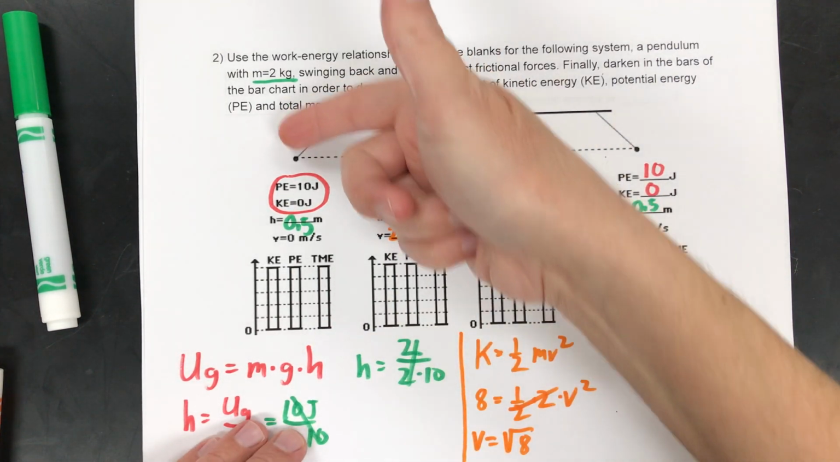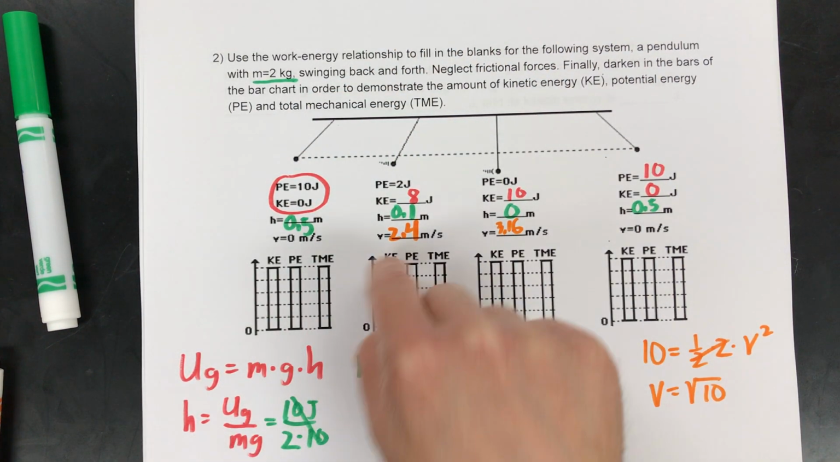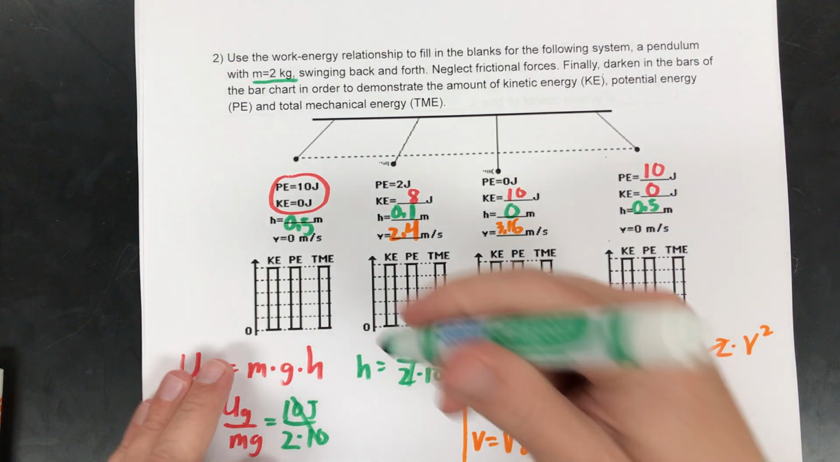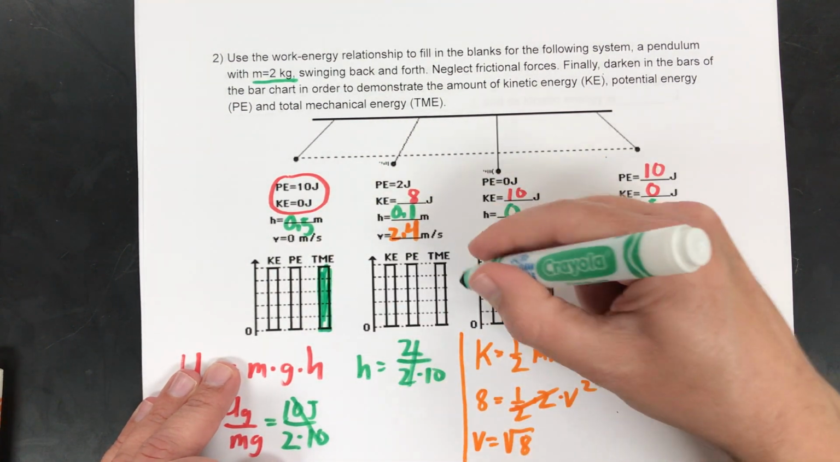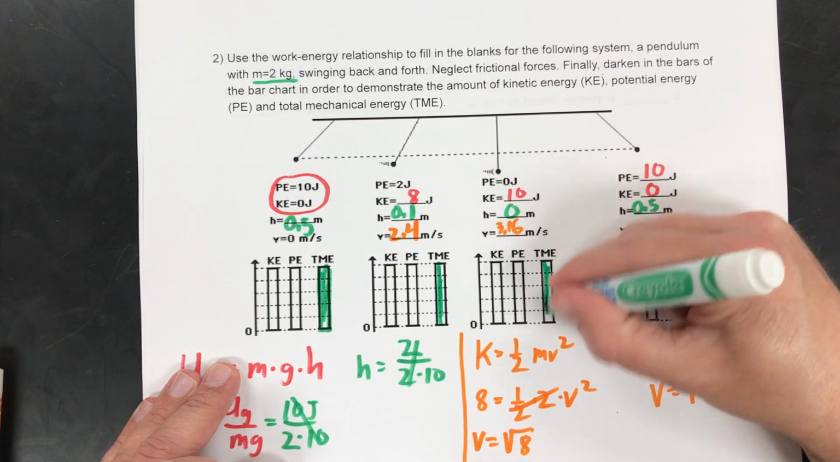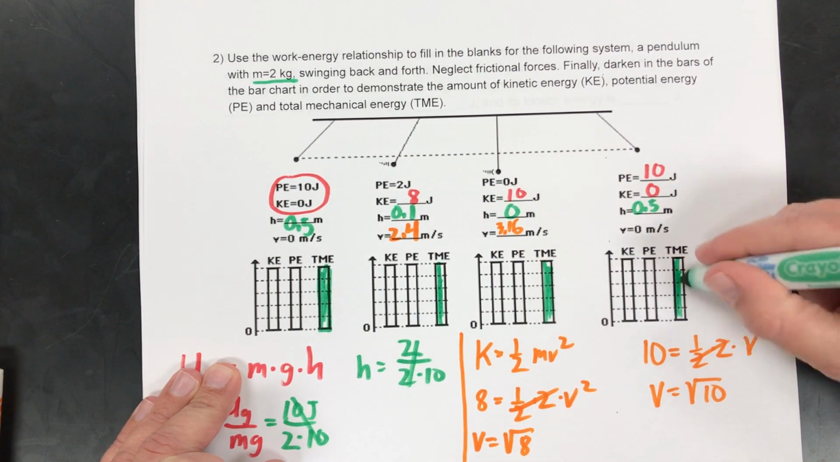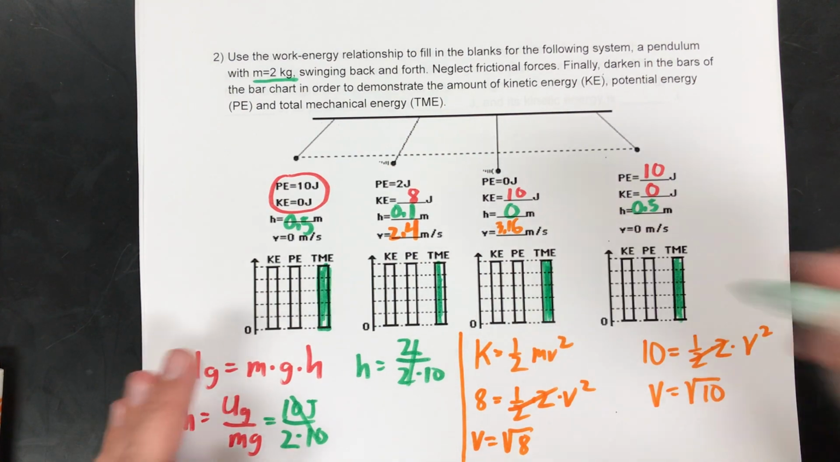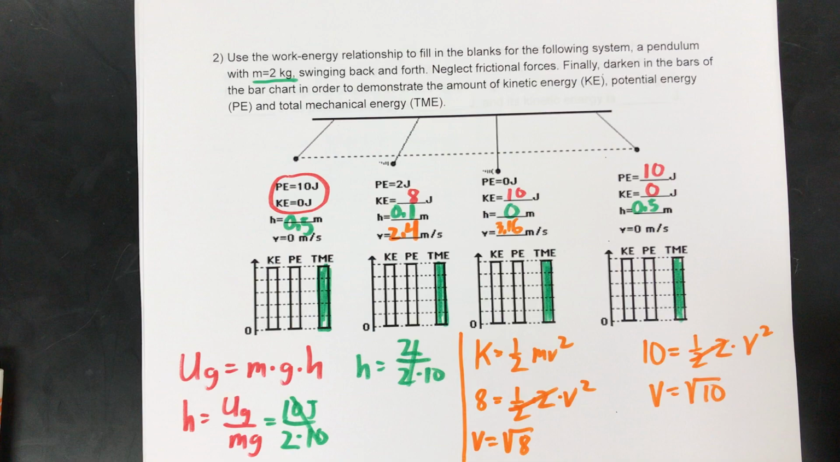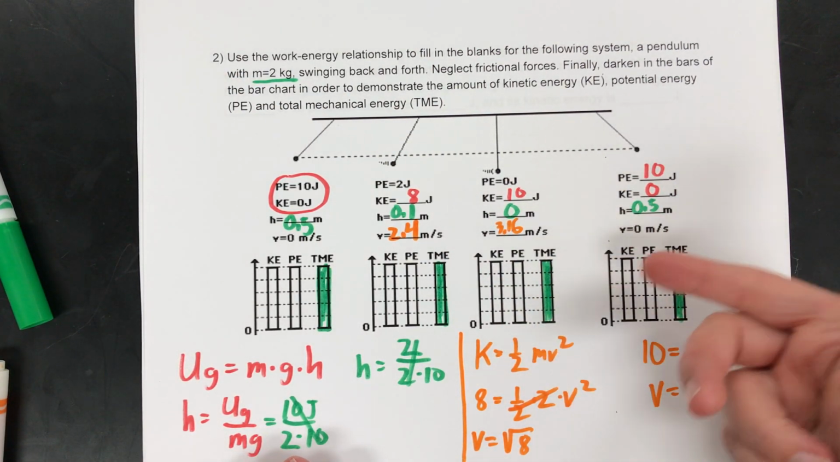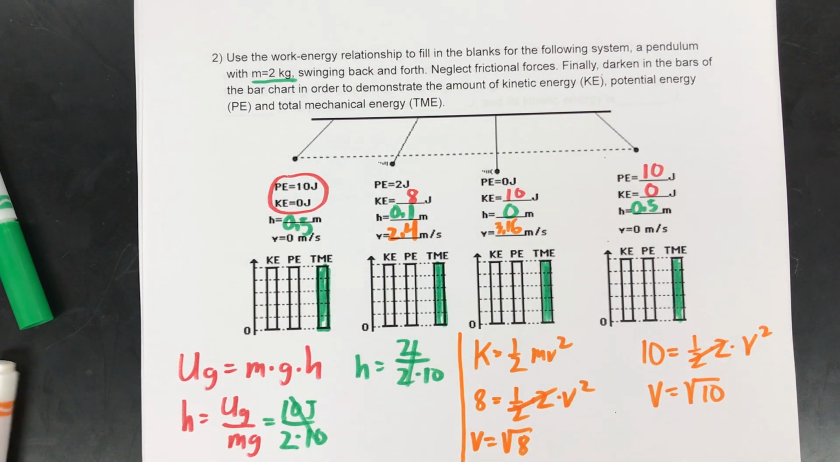Hey everybody, let's do the second page, although I realize I ended without filling out these bar charts at the end of the front page. One thing to keep in mind is that the total amount of mechanical energy will never change. So I'm just going to say 10 joules represents filling this all the way up, and on every single one of these, we'll fill up our total mechanical energy the whole way. As long as there's no friction, we won't lose any of this total mechanical energy.